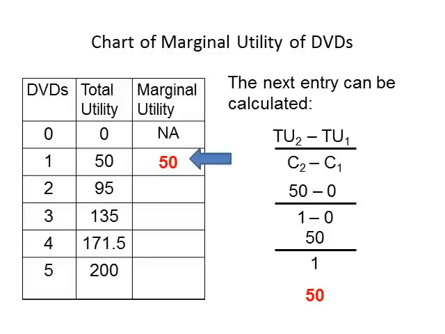Next, write down the formula for the marginal utility. Substitute the values into the formula. In this case, TU2 is 50, TU1 is 0, C2 is 1, C1 is 0. Next, do the subtractions, which give 50 in the numerator on the top and 1 in the denominator on the bottom. So divide the numerator, 50, by the denominator, 1, which is equal to 50. Place 50 into the second row of the marginal utility column.